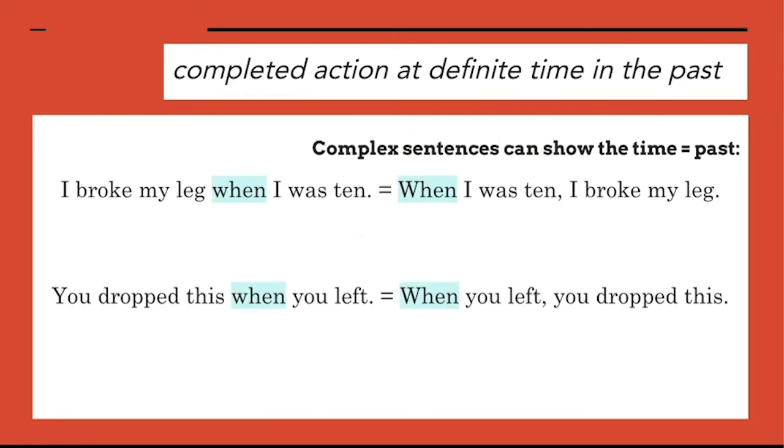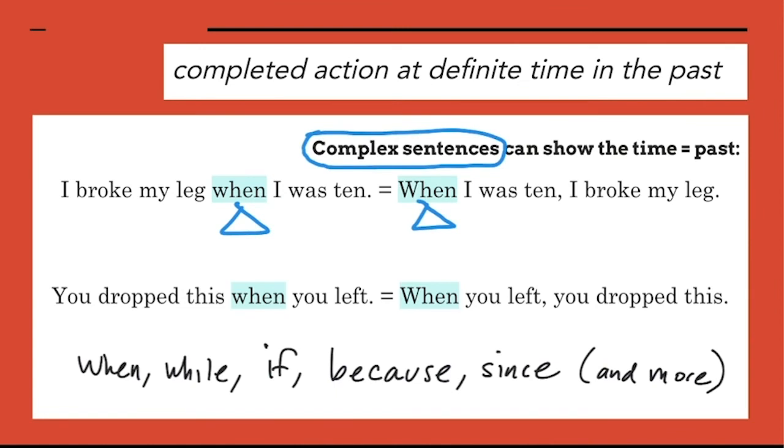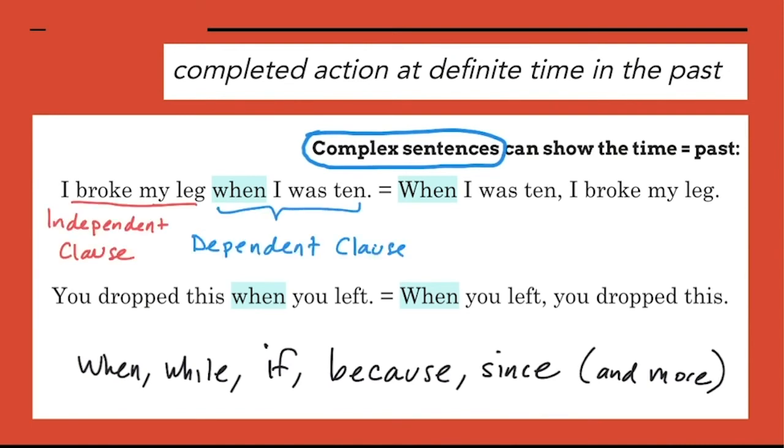Another way to show that time was in the past is with a complex sentence. That's where you join two sentences together with a specific kind of connector. And often it's when. This means these two things both happened in the past and they are not true anymore. I broke my leg when I was 10. Now, with this connector, you can move the dependent clause. You can move it around to the front. When I was 10, I broke my leg.